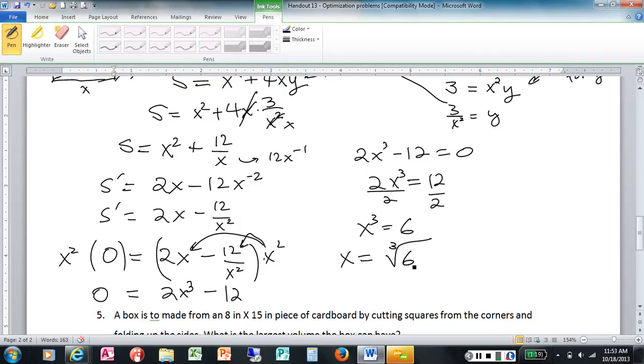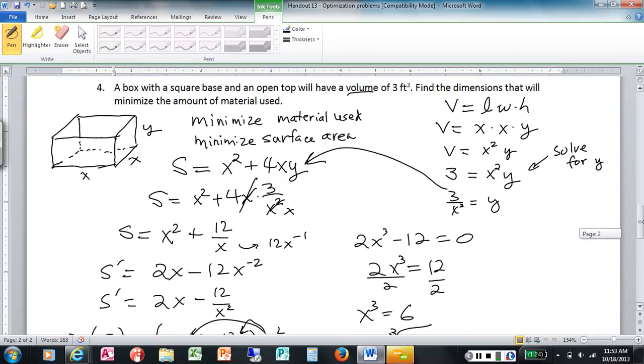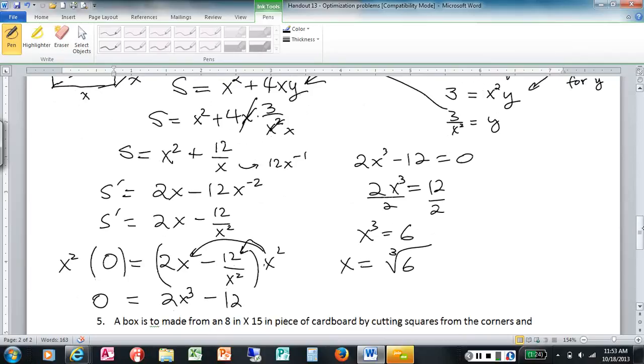All right, what was the question? Find the dimensions that will minimize the amount. All right, so the minimum is going to occur at the cube root of 6. The y, so that's the base. The length and the width is cube root of 6. The y then is, well, it's 3 over x squared. And so that would be 3 over the cube root of 6 squared.